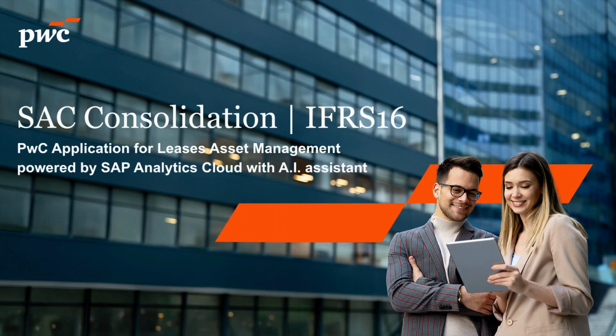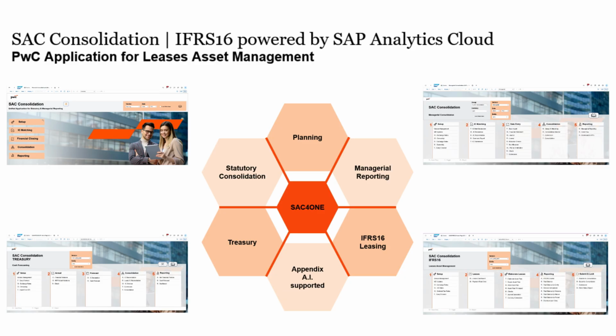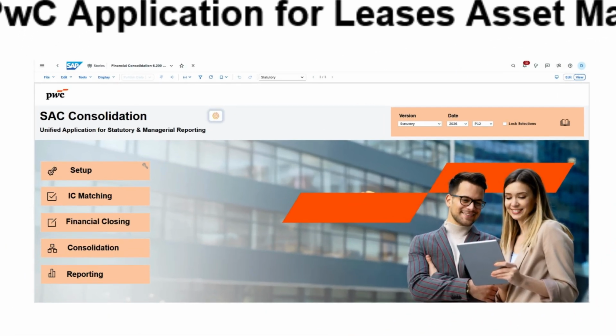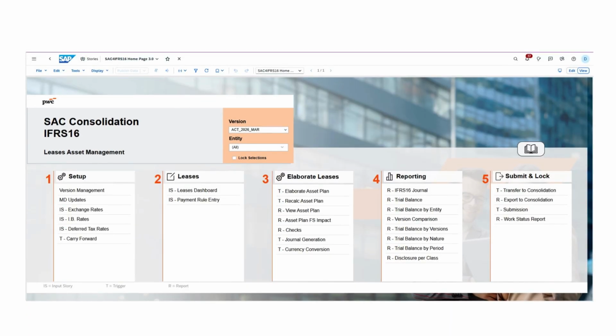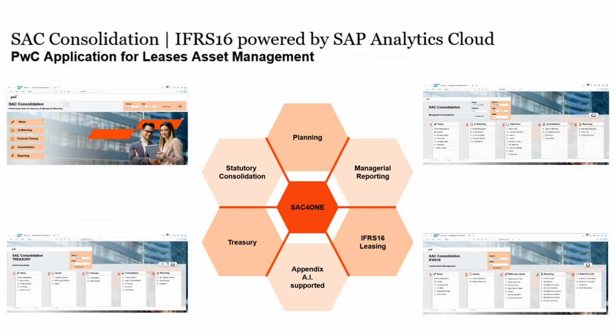SAC Consolidation, in short SAC4ONE, is a suite of independent yet interconnected modules built natively on SAP Analytics Cloud, ready to use and easily customizable. From statutory and managerial consolidation to IFRS16 and cash forecast, all integrated with your existing SAC planning processes.